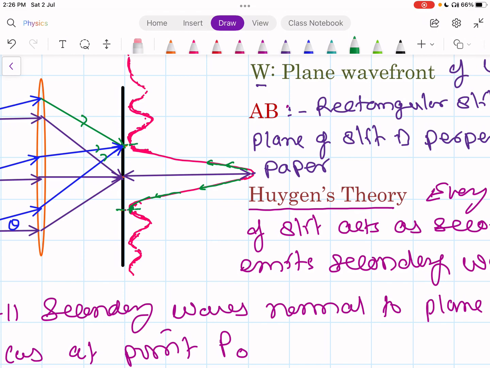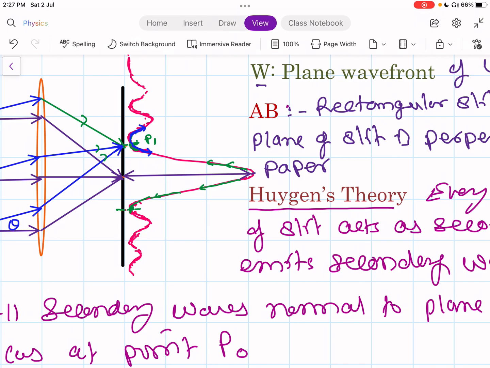At this point, which is our point P1, the intensity is minimum. But if you go on either side of this minimum intensity, this side or this side, the intensity is not minimum. So you can say that the dark fringe is not completely dark.